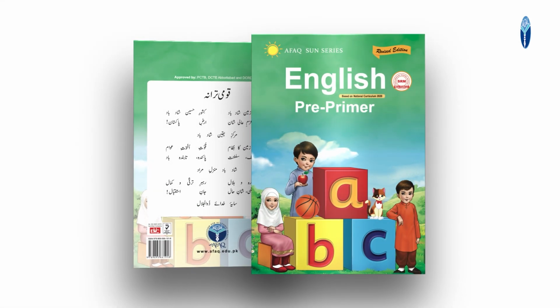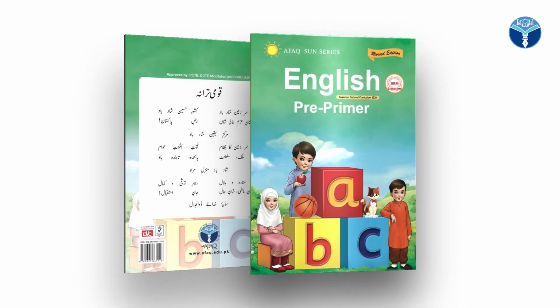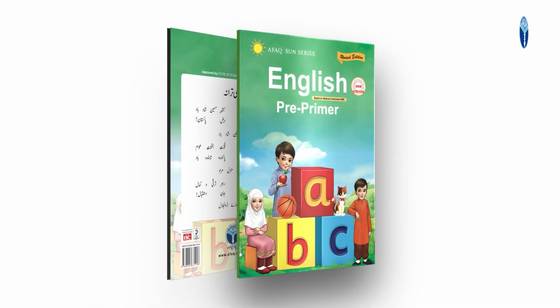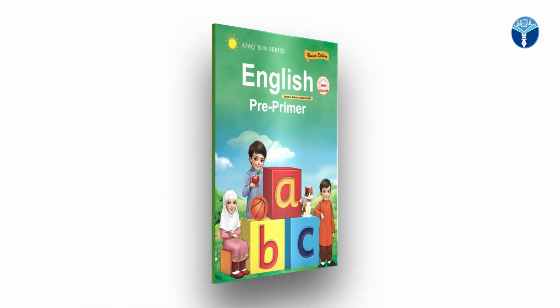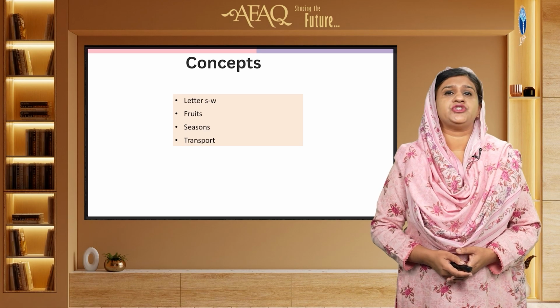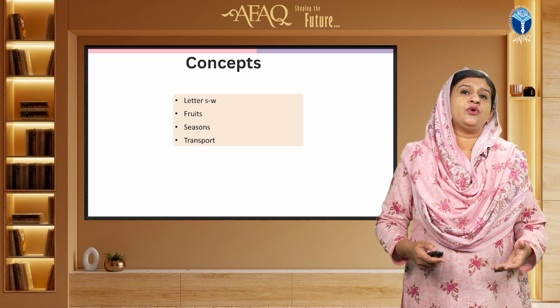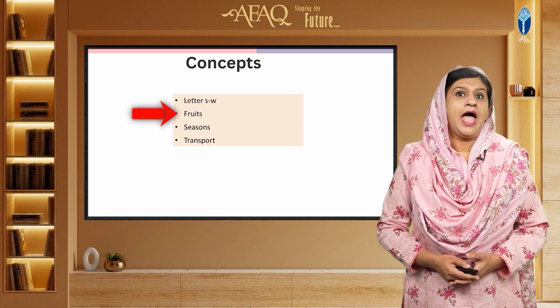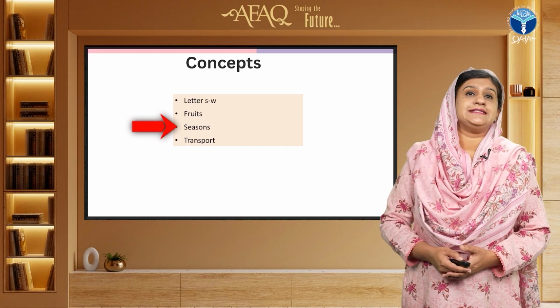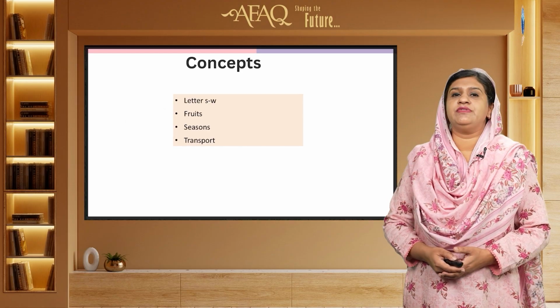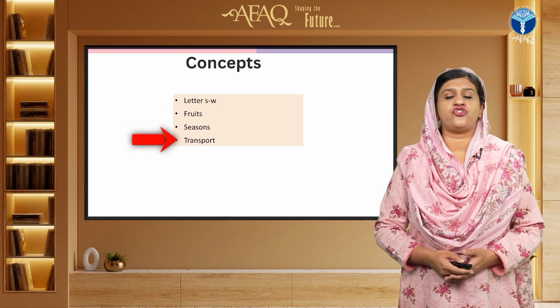As you know, the book which we are doing is the English book for pre-nursery. Until now, we have done a lot of things. Let's see what's on the list today. These are the concepts which need to be done today. There are some alphabets. Then we will look at some fruits, and we will explore the seasons, and in the end we will see the means of transport.